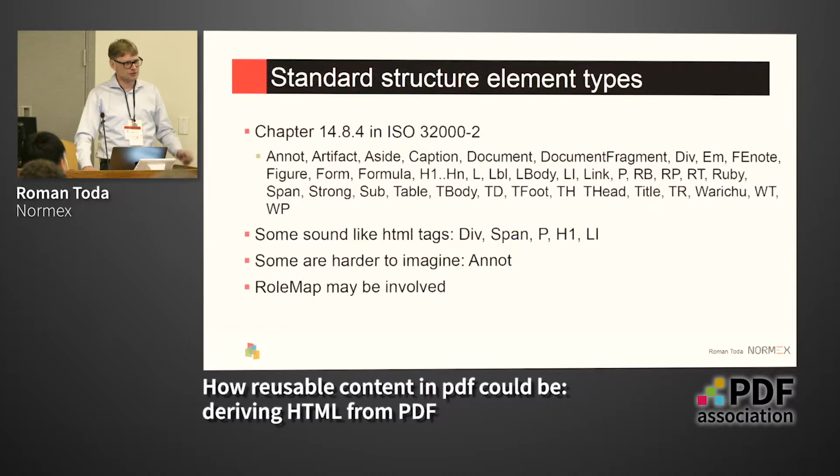And ISO 32000-2, so PDF 2.0, knows these specific structure element types. They might look familiar from the HTML world, like div, span, p, paragraph, h1, list, item, and so on. Some are harder to imagine. In PDF, we might have form fields, we might have annotations, and so on. And of course, you may also come up with your own language set, your own set of tags, so to speak, but they have to be used properly.